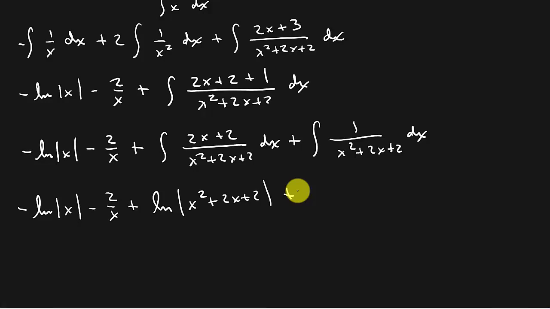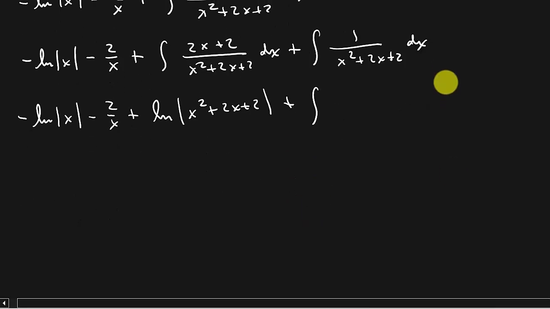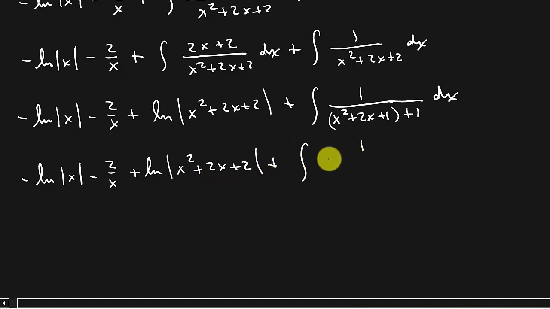What in the world is that? Well, let's do some rewriting. Boy, this one's fun, isn't it? So that's going to be 1 over, couldn't we write this as 2x plus 1 dx? Just split that 2 up. And so that's negative natural log absolute value of x minus 2 over x plus natural log x squared plus 2x plus 2 plus the integral 1 over, oh, look at that, that's x plus 1 squared plus 1 dx.